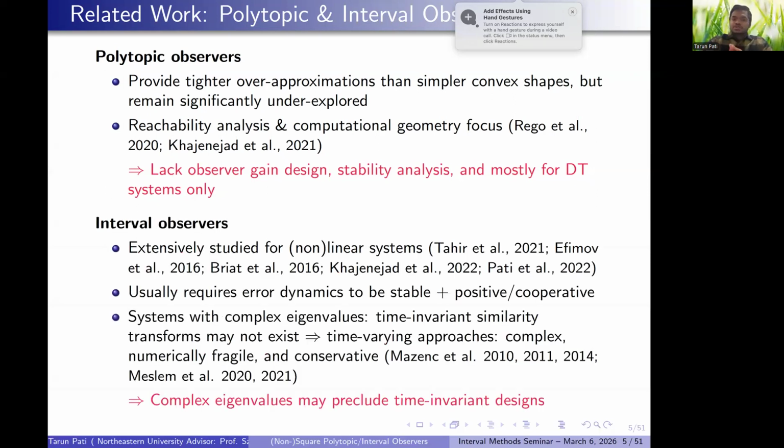So when it comes to works related to interval observers, they have been studied very extensively for linear as well as nonlinear systems. These methods usually require error dynamics to be stable and positive or cooperative. This addition of positivity or cooperativeness either induces additional constraints that we need for enforcing positivity or cooperativity, or if we design the system to be positive or cooperative by construction, which we did in our earlier works, they induce mixed integer variables in our optimization.